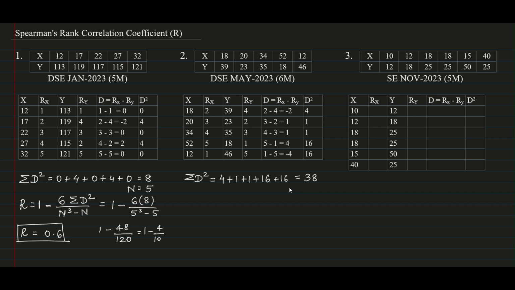Again here the value of n is 5, r is 1 minus 6 times summation d square upon n cube minus n. Here it is 1 minus 6 into 38 upon 5 cube minus 5. So r here is 1 minus 6 times 38.